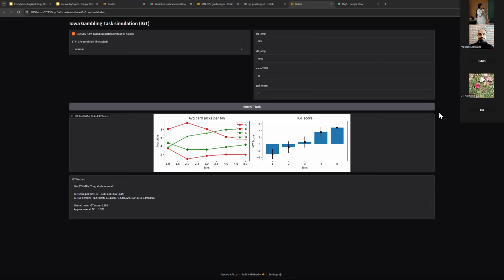You can similarly do it for PD. Maybe we'll stop with PD and PD DBS if time permits, and then we'll conclude the session. We can run it for PD. It's taking like 2 to 3 minutes.